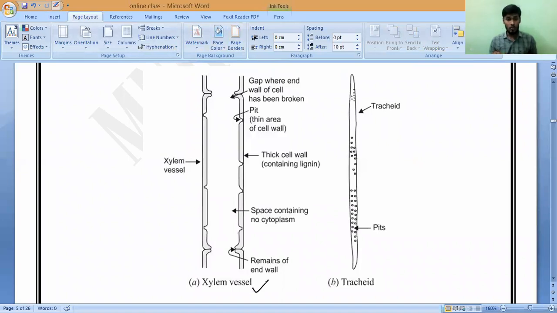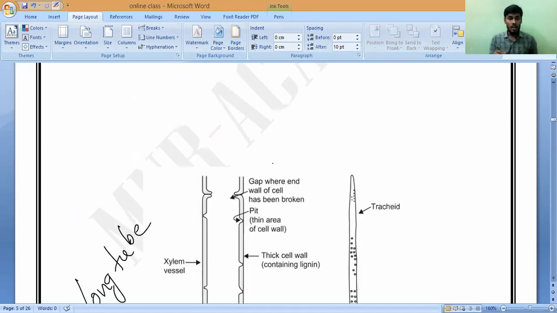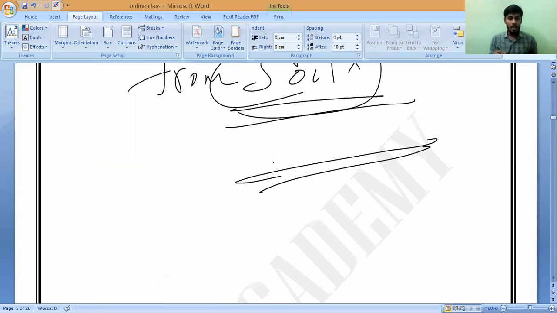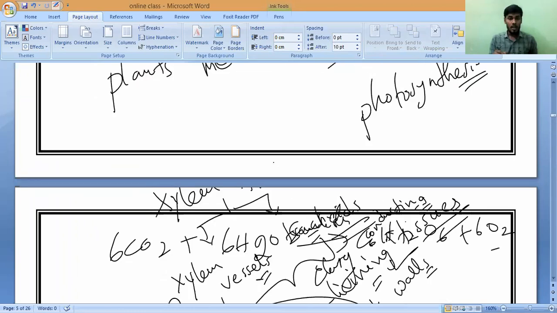This is what we call xylem vessels. Can you see? These look like pipes, like drainage pipes or water transportation pipes where we can transport water. In the same way, these are non-living long tubes which look like a drain passing throughout the plants. That is what we call xylem vessels. Please note it down.